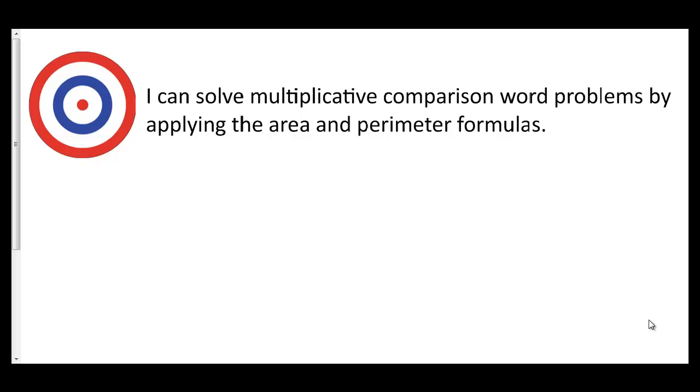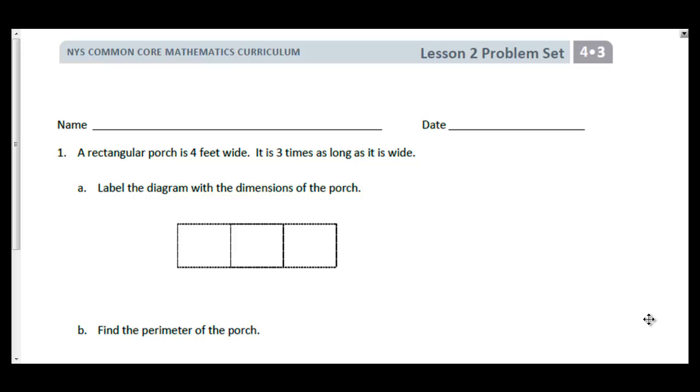Today we're going to skip the journal and go straight to the problem set. You're going to notice on your problem set that you have a rectangle, and here's your problem. A rectangular porch is 4 feet wide. It's 3 times as long as it is wide. So it says label the diagram with the dimensions of the porch. It tells us in the problem that it is 4 feet wide, so we're going to start there. I'm going to put 4, and label this feet.